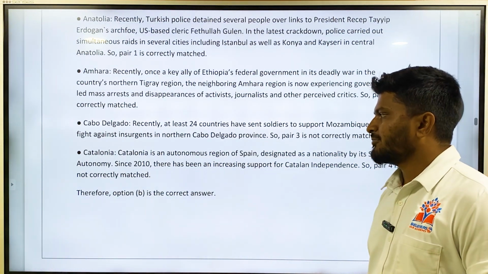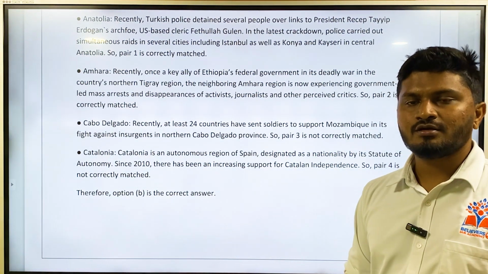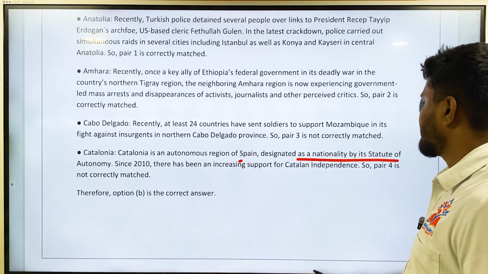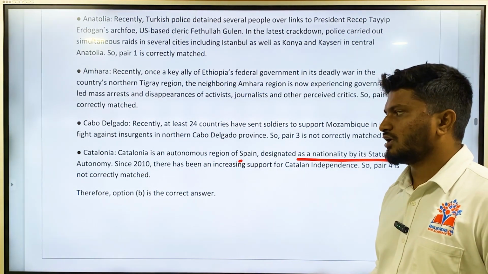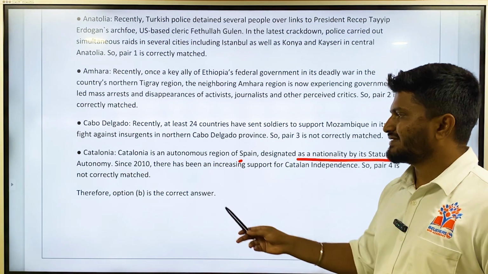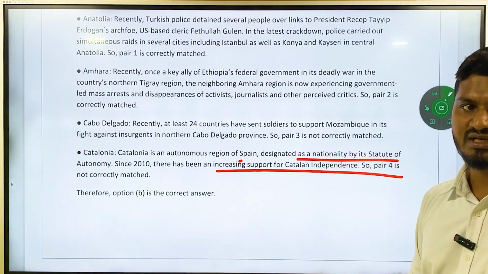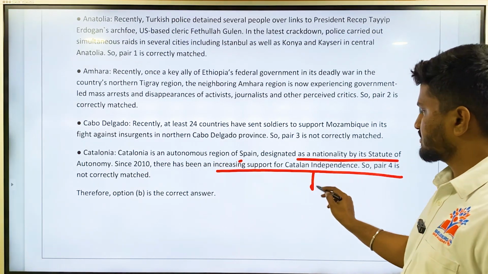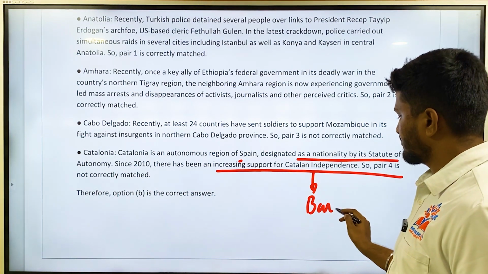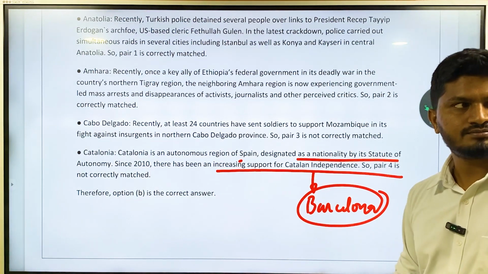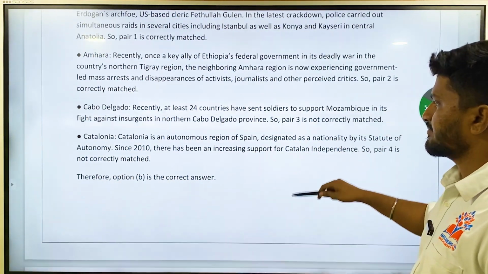Then Catalonia, it is an autonomous region in Spain, not in Italy. It is designated as a nationality by the Statute of Autonomy. Since 2010, there has been increasing support for Catalan independence at the global level. The team of Barcelona, Barcelona FC, is based in the Catalonia region. Okay.